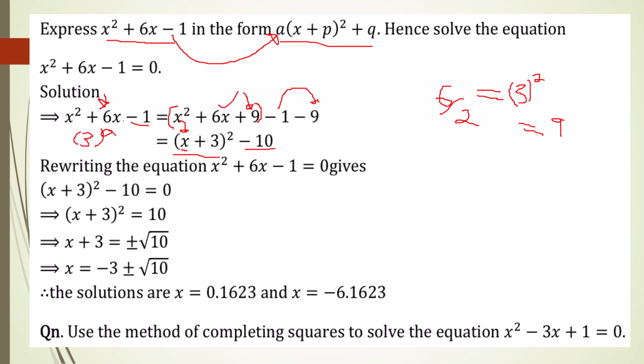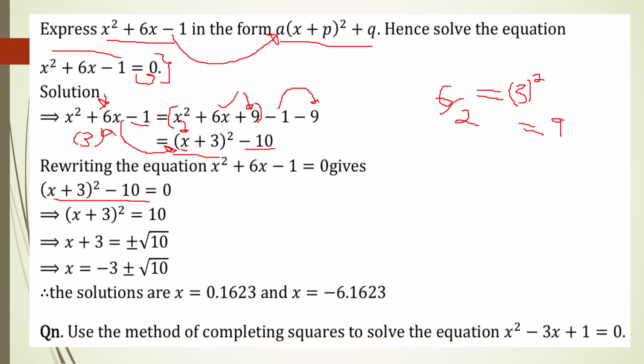Now remember that this equation can be written in this format. We are told to hence solve this equation. So the hence part means we are supposed to solve that equation when it is equated to 0. So instead of writing this very equation, we simply substitute it with what we have simplified, since the hence part means that you continue from where you stopped. So our equation, x squared plus 6x minus 1, is the same as square bracket of x plus 3 minus 10 being equal to 0.